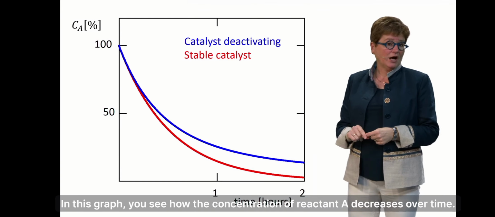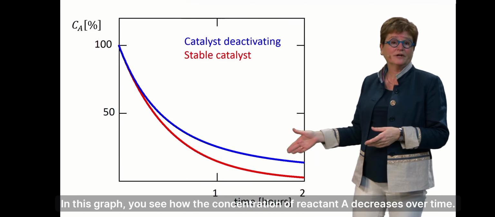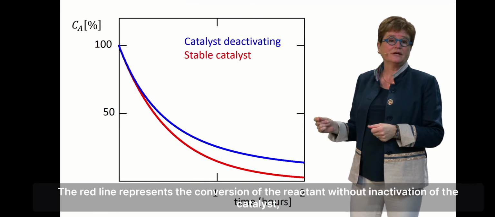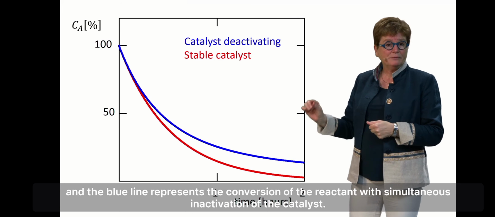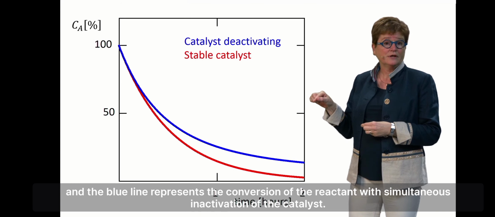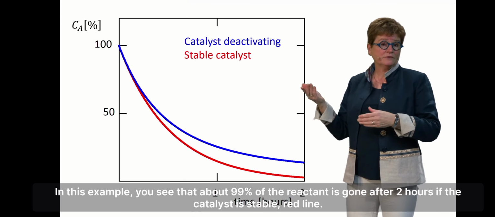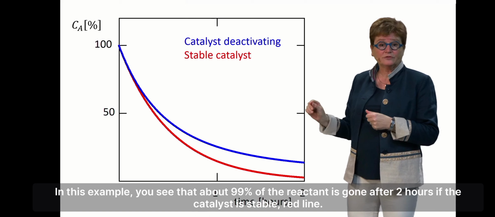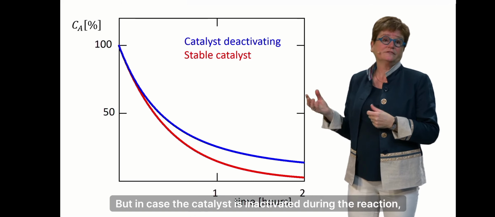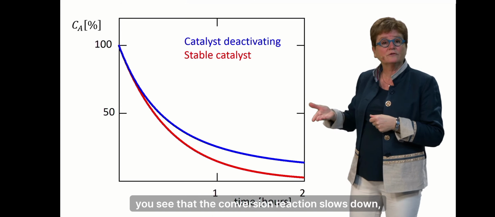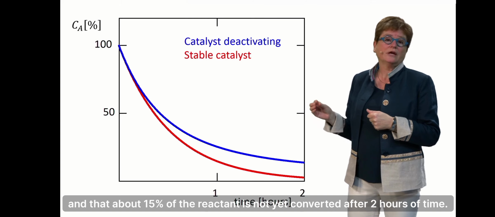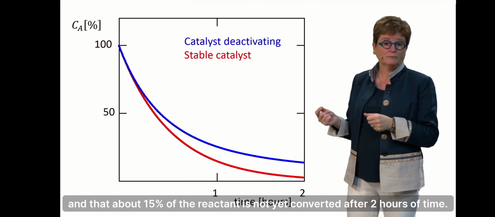In this graph you see how the concentration of reactant A decreases over time. The red line represents the conversion of the reactant without inactivation of the catalyst, and the blue line represents the conversion of the reactant with simultaneous inactivation of the catalyst. So in this example, you see that about 99% of the reactant is gone after 2 hours if the catalyst is stable, the red line. But in case the catalyst is inactivated during the reaction, you see that the conversion reaction slows down and that about 15% of the reactant is not yet converted after 2 hours of time.